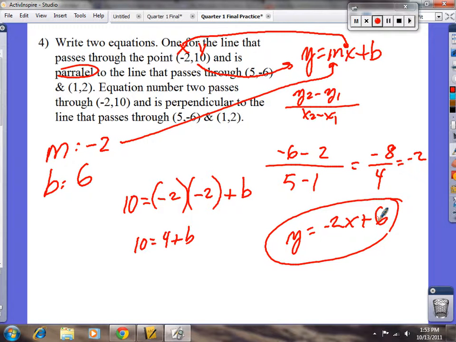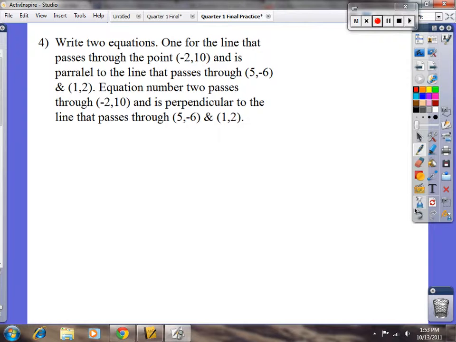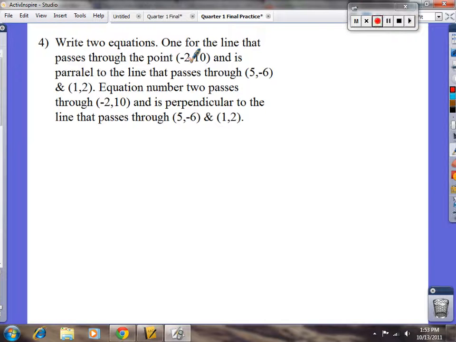Now, that's only one equation. We're only halfway done. Equation number 2. Let me erase this stuff. Equation number 2 passes through the same point, (-2, 10), but this time it's perpendicular to this guy. So what was the m of this guy? Negative 2. So what is our slope?